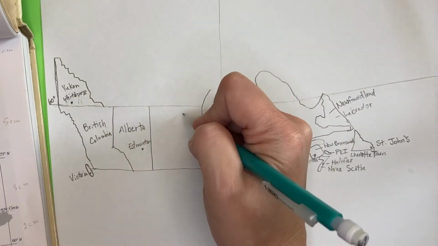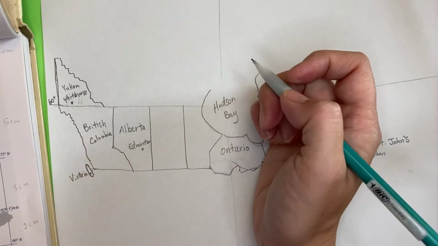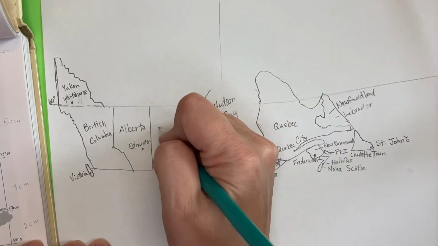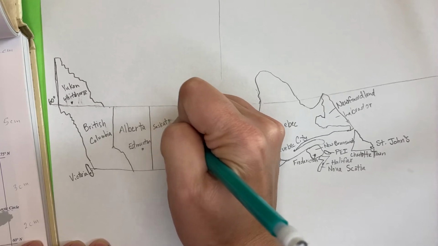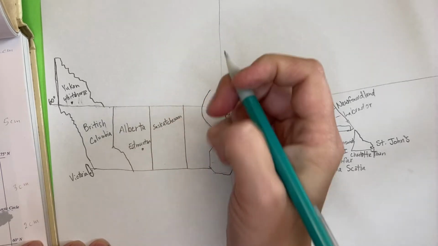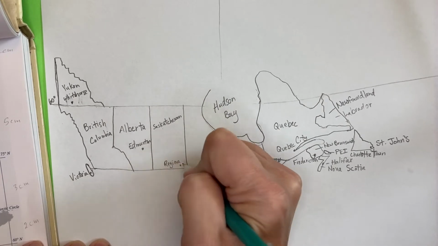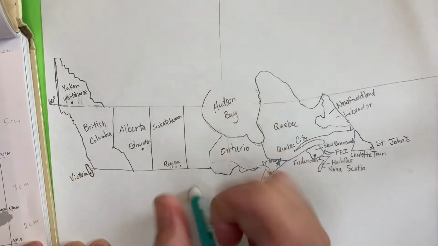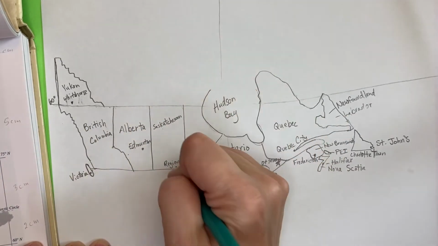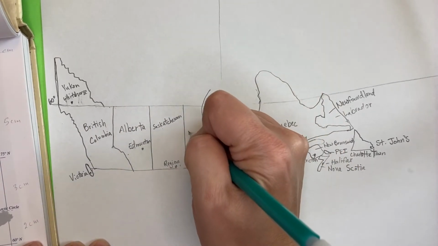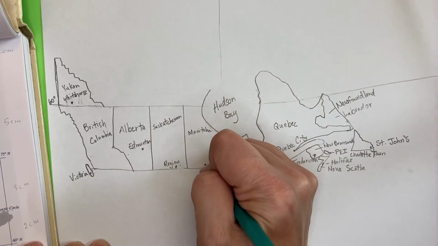Okay, then we're going to do another straight line. So our straight line here, this is Saskatchewan. And the capital of that is Regina. Okay, it's kind of over, maybe about right there. All right, and then we have Manitoba. And the capital of that is Winnipeg.